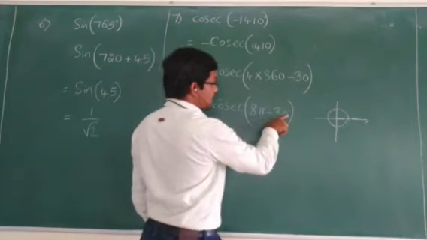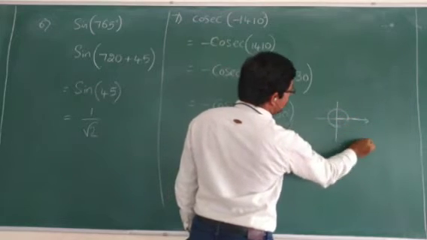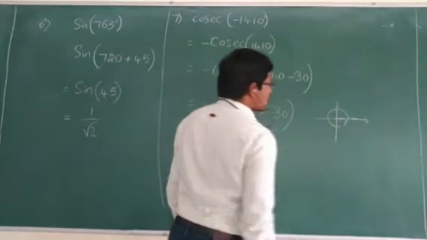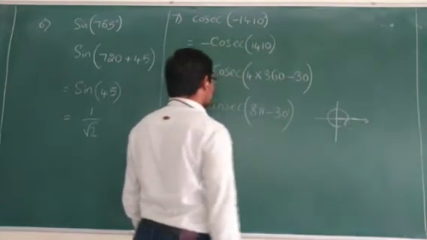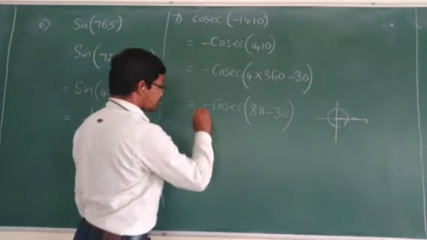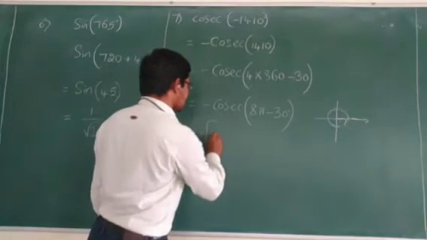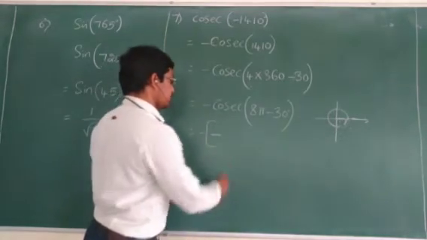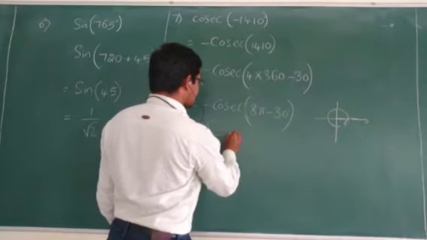Next we have minus. Minus means you should come in this direction. So here we will get. In which quadrant are we getting? We are getting the fourth quadrant. In the fourth quadrant, cosecant is negative. So we take minus. This we can remove because they are complete revolutions.